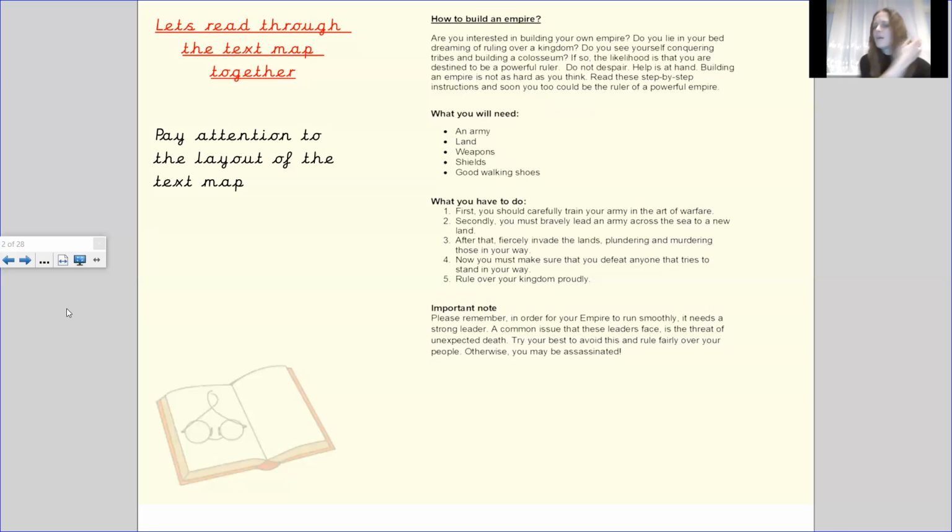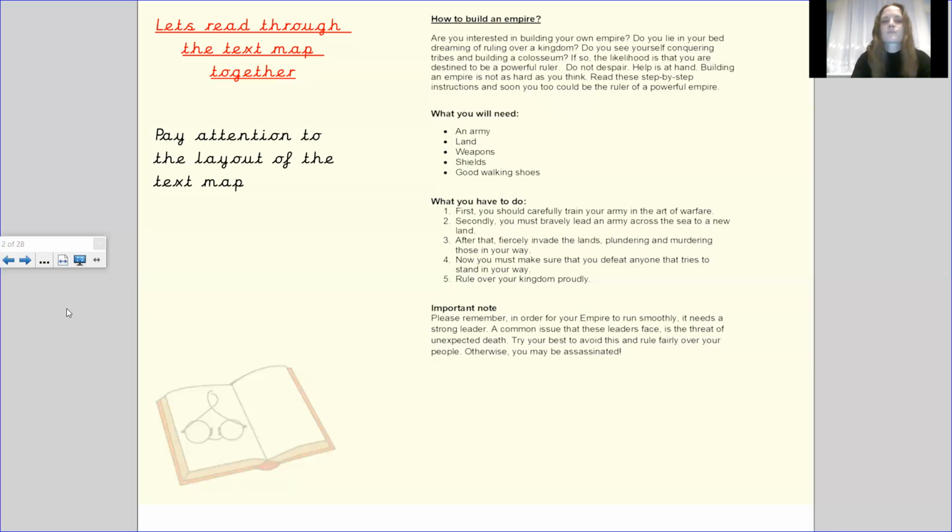Important note: please remember, in order for your empire to run smoothly, it needs a strong leader. A common issue that these leaders face is the threat of unexpected death. Try your best to avoid this and rule fairly over your people. Otherwise, you may be assassinated.